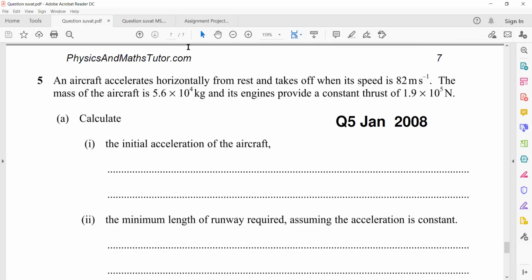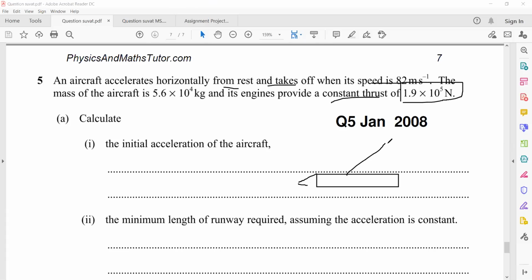So as the aircraft accelerates from rest to a speed of 82 meters per second, the engine provides a constant thrust. So the engine is providing this constant thrust, but in reality the thrust is a force which is driving the object. As the speed is increasing, air resistance is also increased, and air resistance opposes the motion.